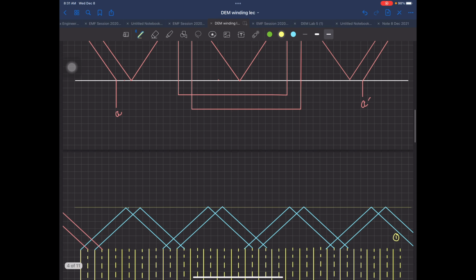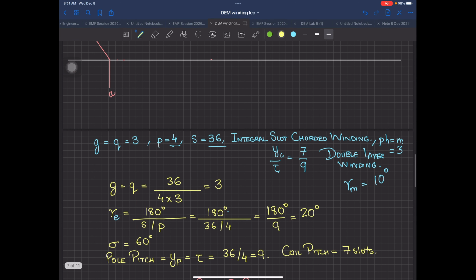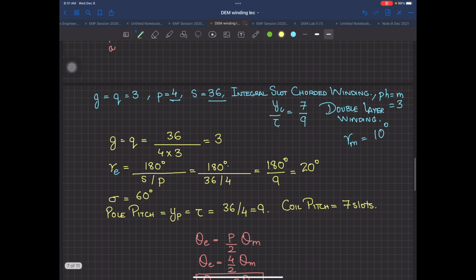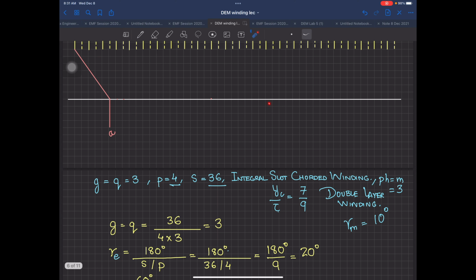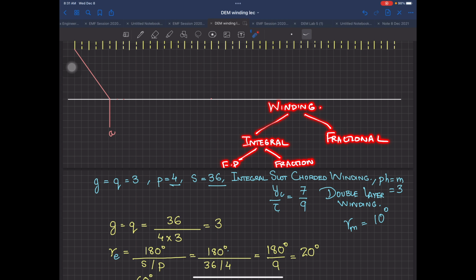Then yesterday we talked about the integral slot chorded winding. So if you are asked what the winding types are, you can make this hierarchy table. First of all, for double layer winding there are two types: one is called integral, the other is called fractional. And in integral there are two types: one is called the full pitch winding, the other the fractional pitch winding.